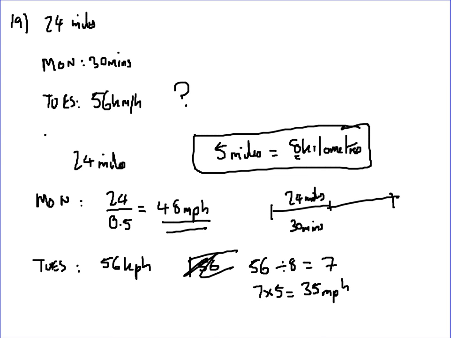So did he drive more quickly on Monday or Tuesday? Quicker on Monday, by how many miles per hour? 13 miles per hour.